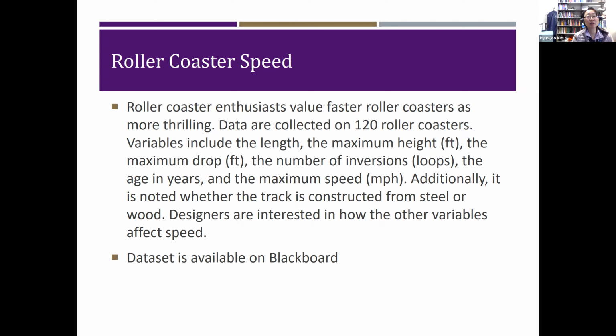Let's consider the roller coaster data. Roller coaster enthusiasts value faster roller coasters as more thrilling. Data are collected on 112 roller coasters worldwide. The data includes various variables, including the length, the maximum height, the maximum drop, the number of inversions, the age in years, type, and the maximum speed of roller coaster.